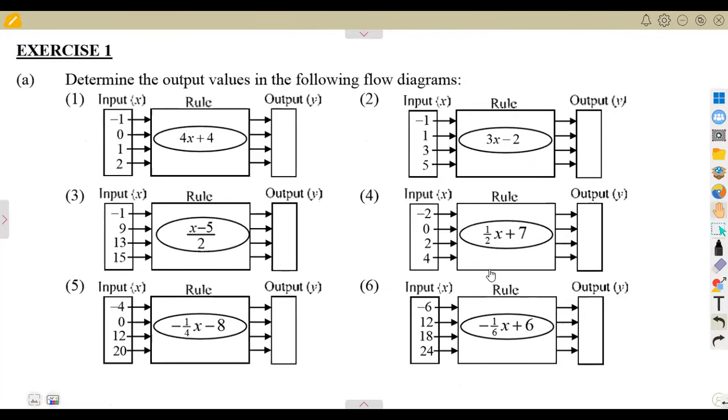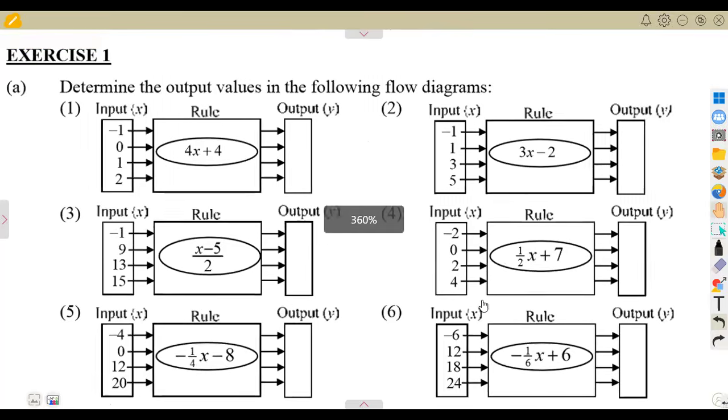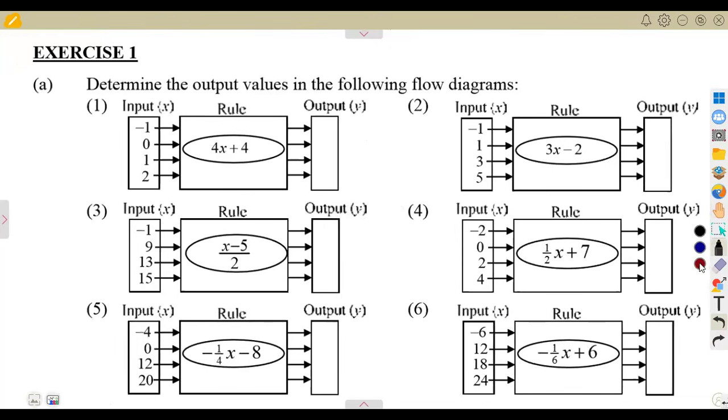From the explanation that I'm having, I'm simply saying, if you are given something of this nature, determine the output values of the following flow diagrams. So these are flow diagrams that you are given. We need to determine the output. What is on the output here? They gave us the input in terms of X, the output in terms of Y. So this one, you already know that you're determining Y. So let's start with number one.